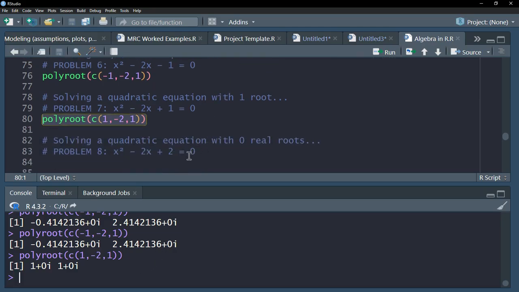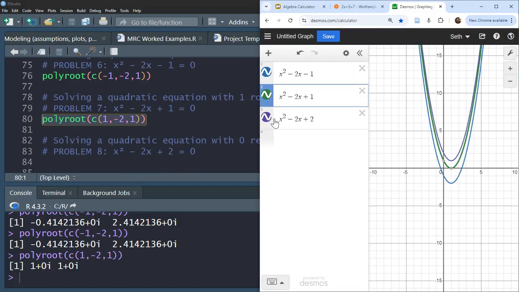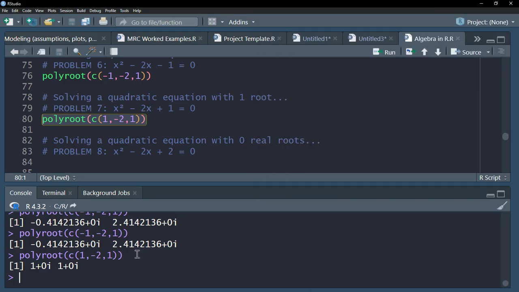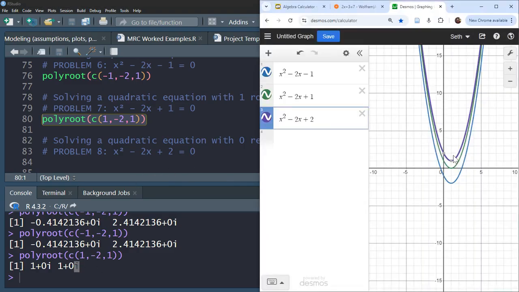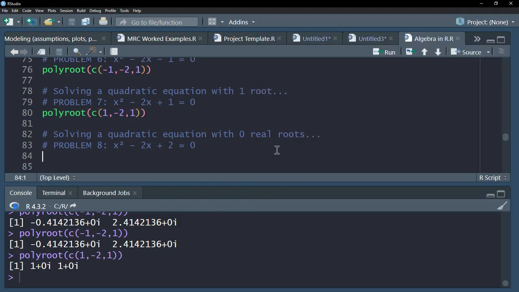Okay, let's do one more. As promised, now that complex form is going to come in handy because we're going to have complex roots. So let's find out what it is. We can use polyroot, open parentheses, a combination of things, and we're going to say 2, negative 2, 1. And we get 1 plus i, 1 minus i. And that's correct. That's what the roots are.